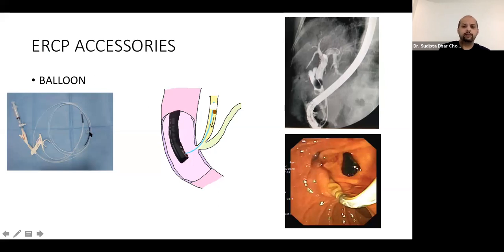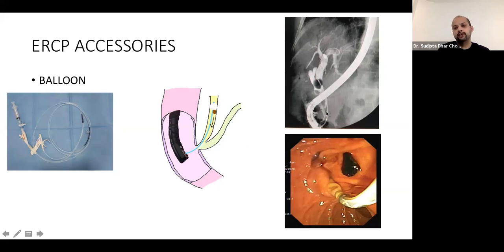Now, this is a biliary balloon, and what we do with the balloon is that the balloon is advanced into the bile duct over a guide wire, and the balloon is inflated above the stone, and then the balloon is extracted from the bile duct along the axis of the bile duct. When I say along the axis of the bile duct, it is to keep the direction of the balloon extraction in this manner. This will help the stone come out easily.